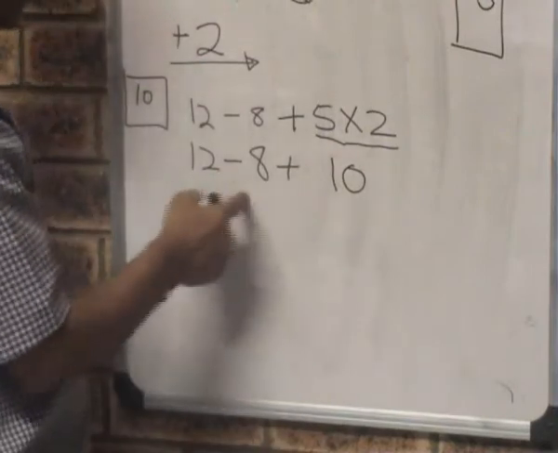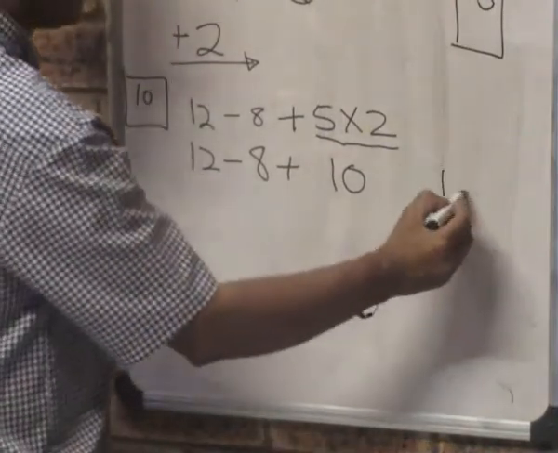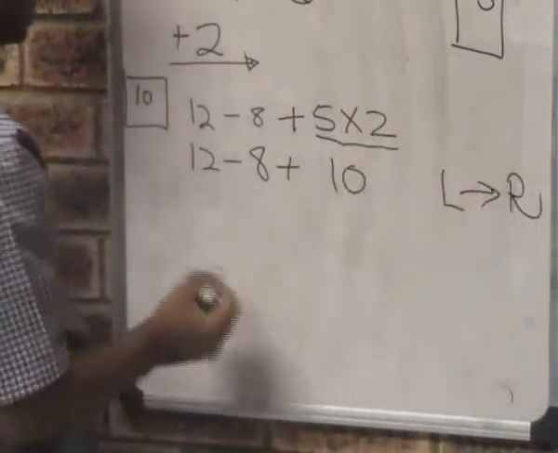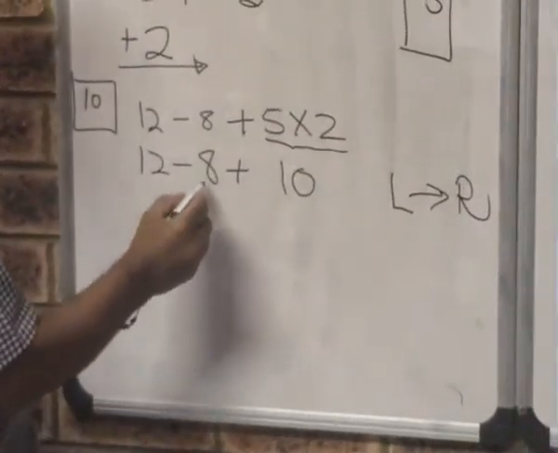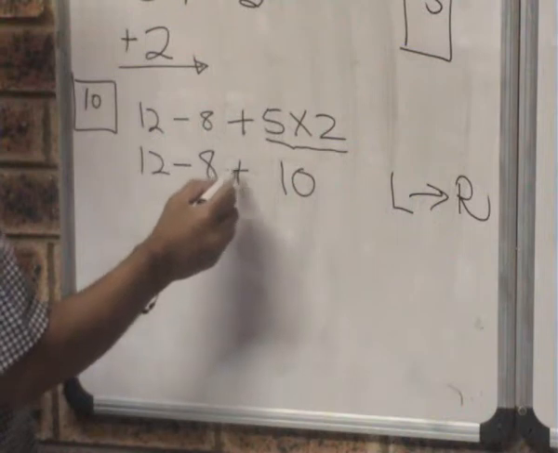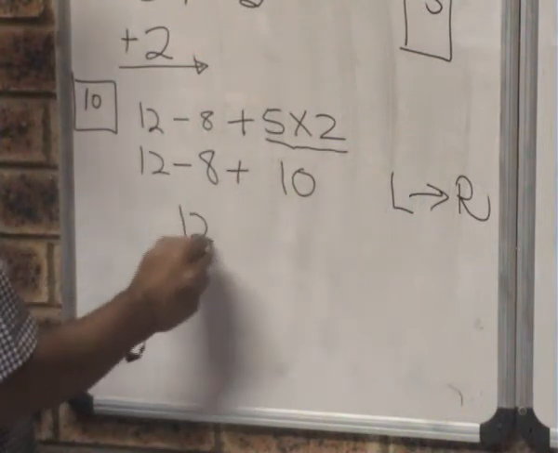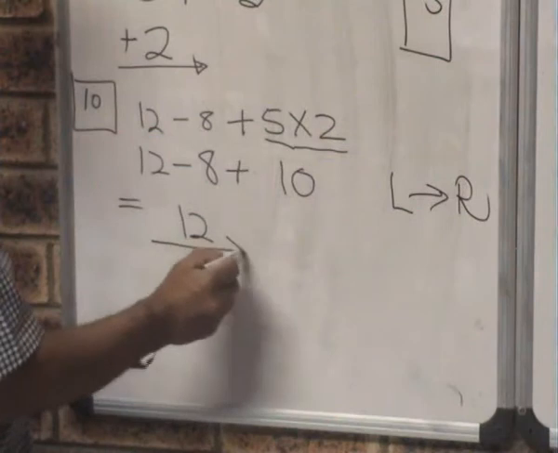Now I'm adding and subtracting, so I must go left to right. So 12 minus 8 will give me 4. 4 plus 10 will give me 14. So my final answer is 14.